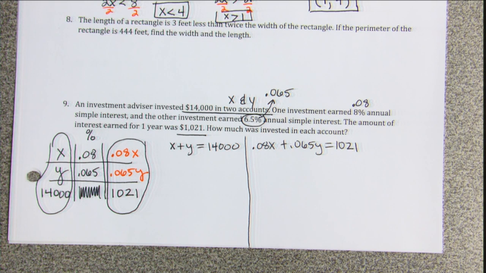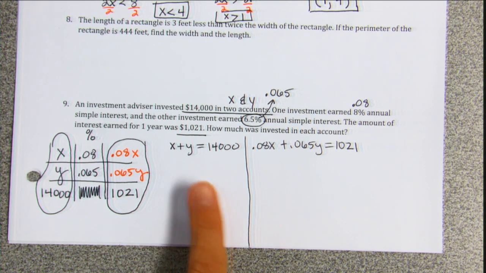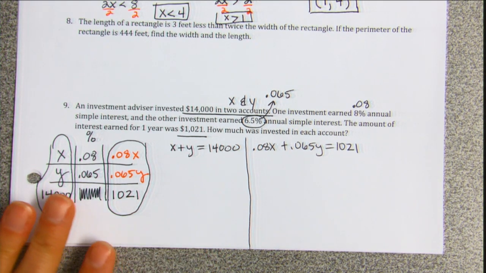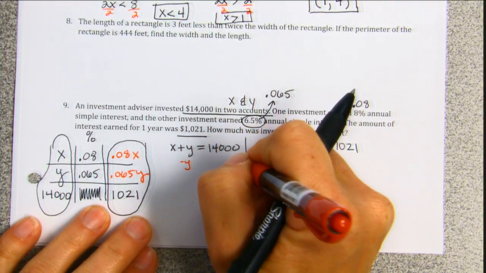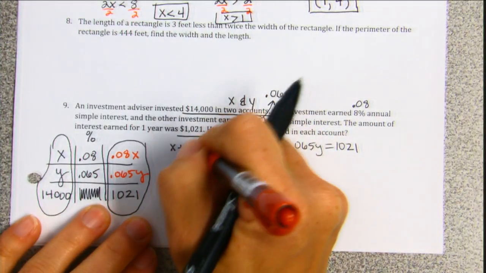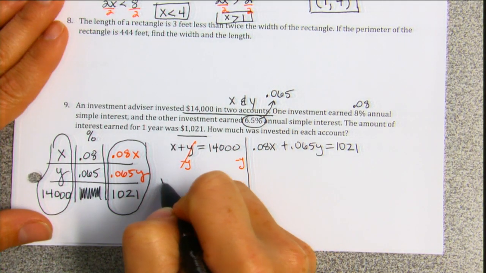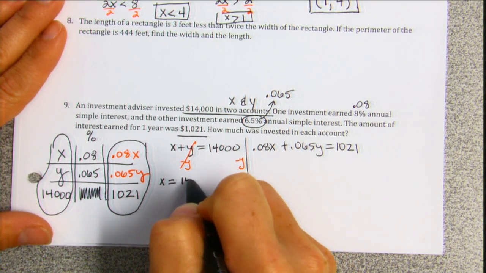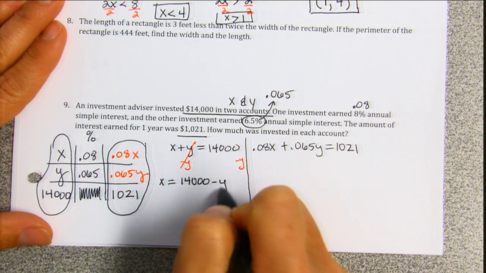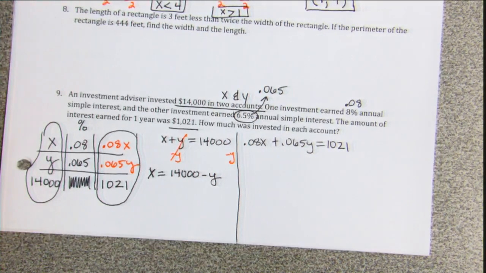So remember, we're going to solve this by substitution. So my first step would be, hey, let's get x or y by itself in that first equation. I like to move y, only because I don't really know why. I just do it. Doesn't really matter. If you moved x over, it'd be like saying minus x, right? So x equals 14,000 minus y. So you just rearranged that and got x by itself.